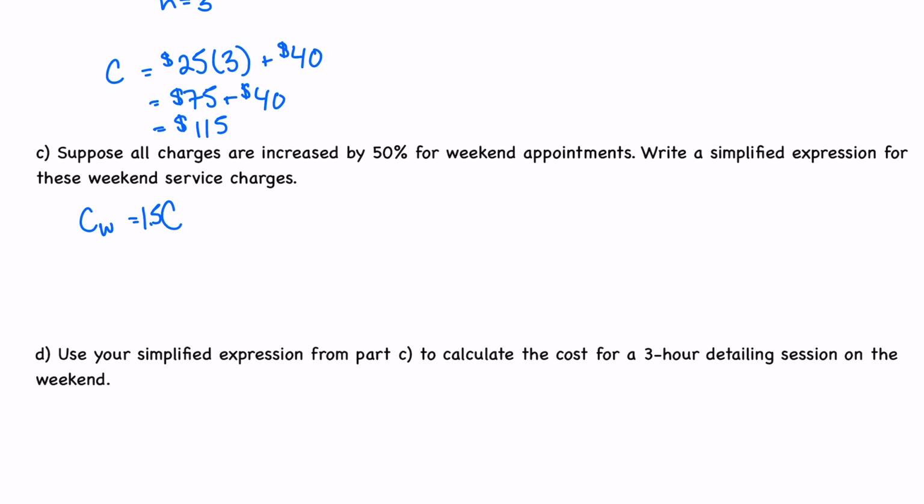So we can rewrite this since we know what C is. C is equal to $25 per hour plus our $40 base charge. So using our distributive property, we can distribute this 1.5 to all our terms inside the brackets. So that gives us $37.5 per hour plus a new base rate of $60. So this would be our answer.